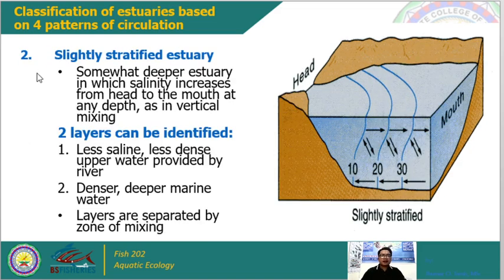And then second type is slightly stratified estuary, no? Slightly stratified estuary, somewhat deeper estuary in which the salinity increases from head to mouth at any depth, as in vertical mixing, no? You can see here that there is now nagka-incline nga salinity distribution. Okay?